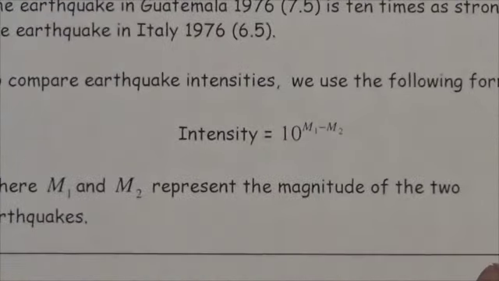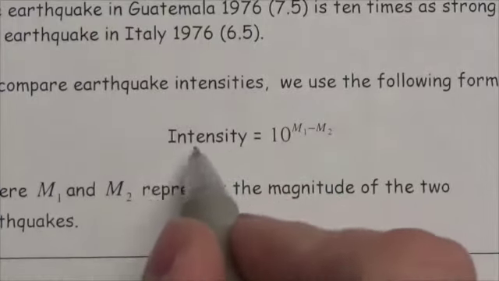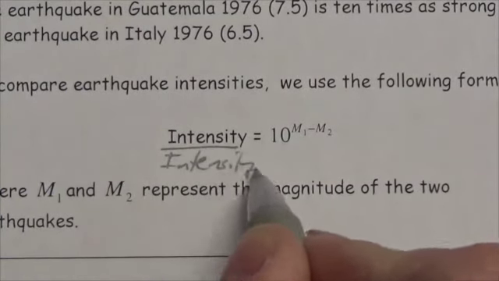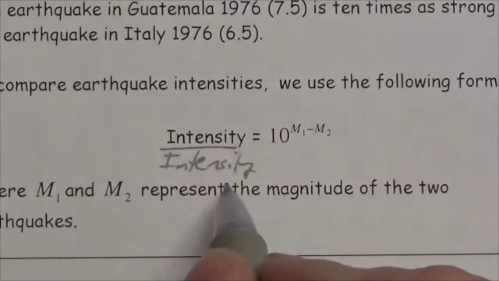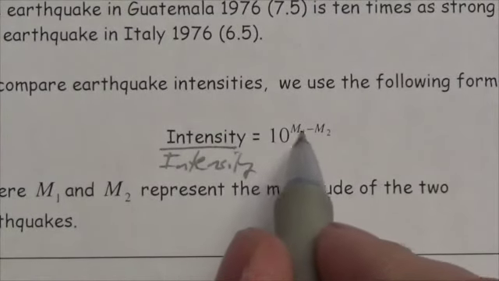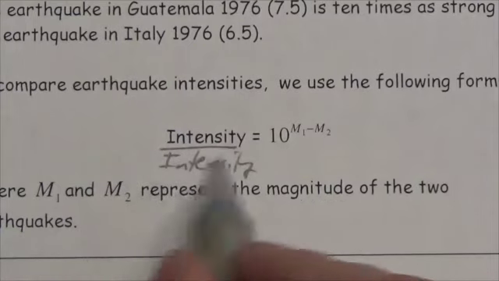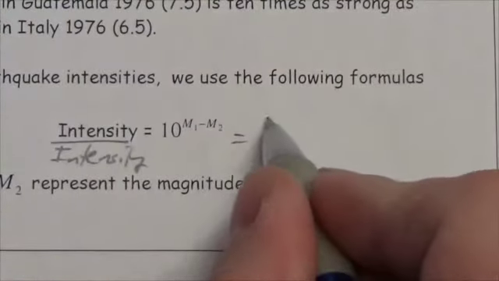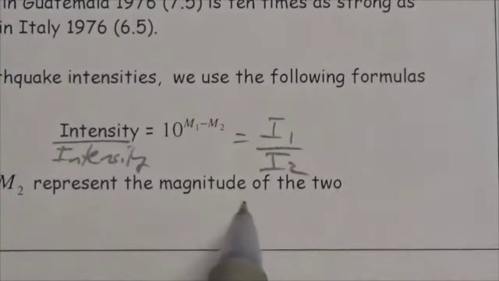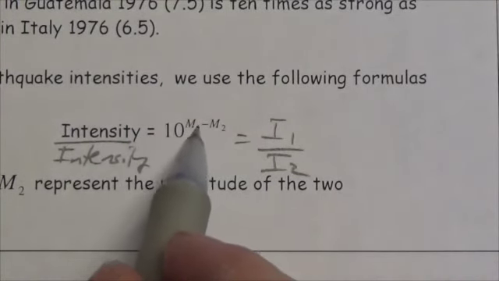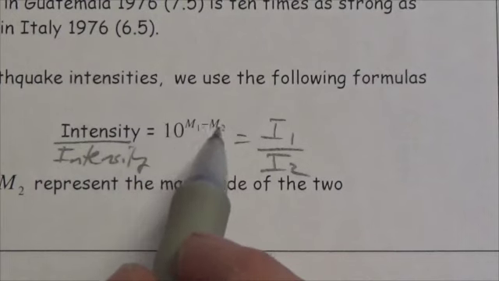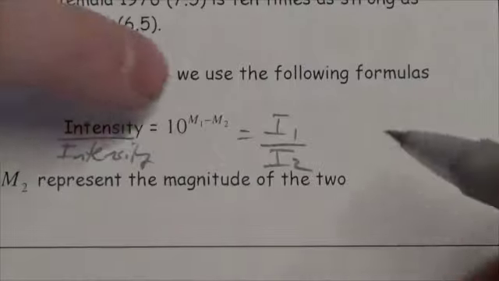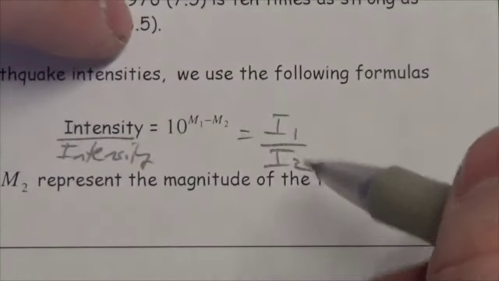When we compare earthquakes, this should be intensity over intensity, the ratio of intensities. It is equal to 10 to the power of the magnitude of the top quake minus the magnitude of the bottom quake. So you might think of this as intensity 1 divided by intensity 2 equals 10 to the power of magnitude 1 minus magnitude 2. These magnitudes are the measures on the Richter scale, and again, intensities deal with the amount of energy released.